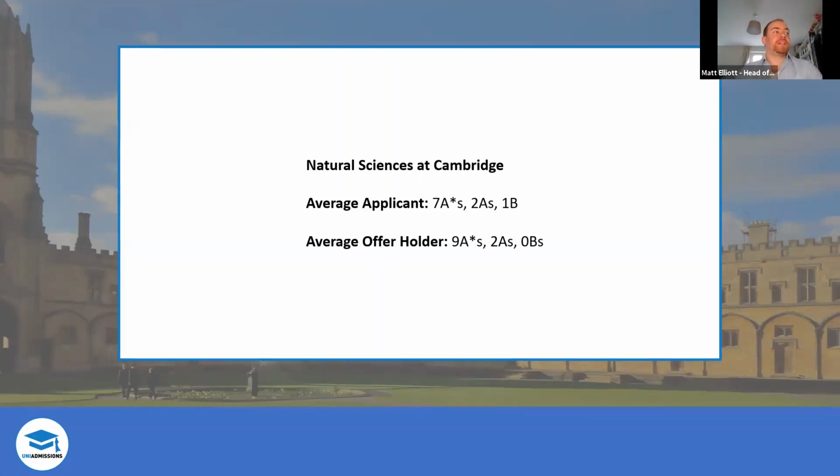The other thing to say is these are averages. So while half of the offer holders will be above this level, half of them will be below it as well. So if you've only got 4 or 5 A stars, that still means you can put in a perfectly competitive application, because this is the midpoint we're looking at. Half of everyone who is successful is working below this level.